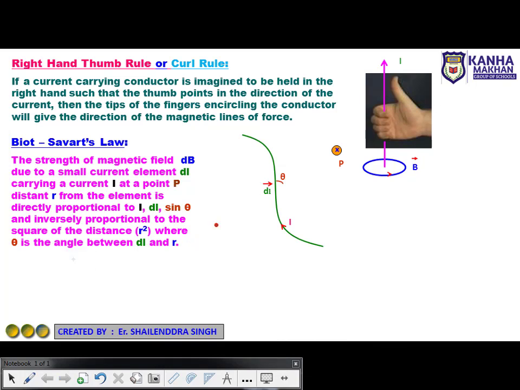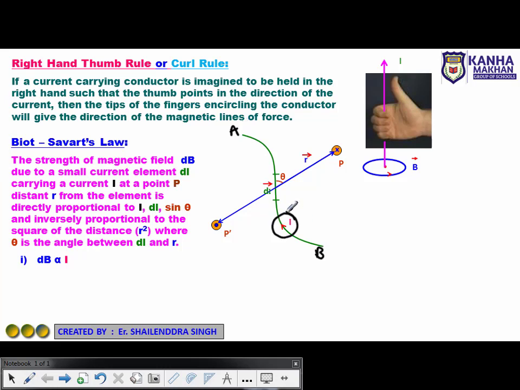Just see the board, it is given here. The figure shows a conducting wire carrying current I, and a dl element is chosen here. Point P is situated here. Now I choose another point, P dash, at distance r from the conducting wire, and all the conditions are given here. Suppose AB is a current carrying conductor.